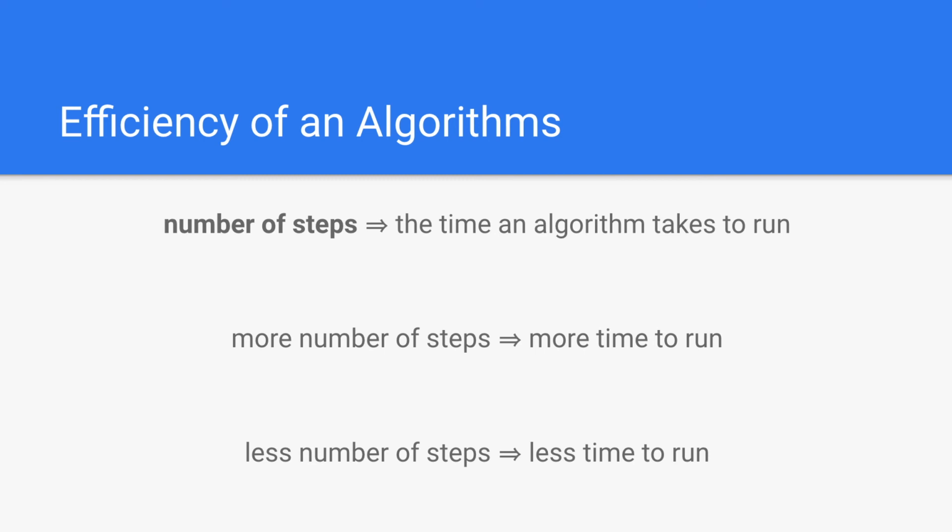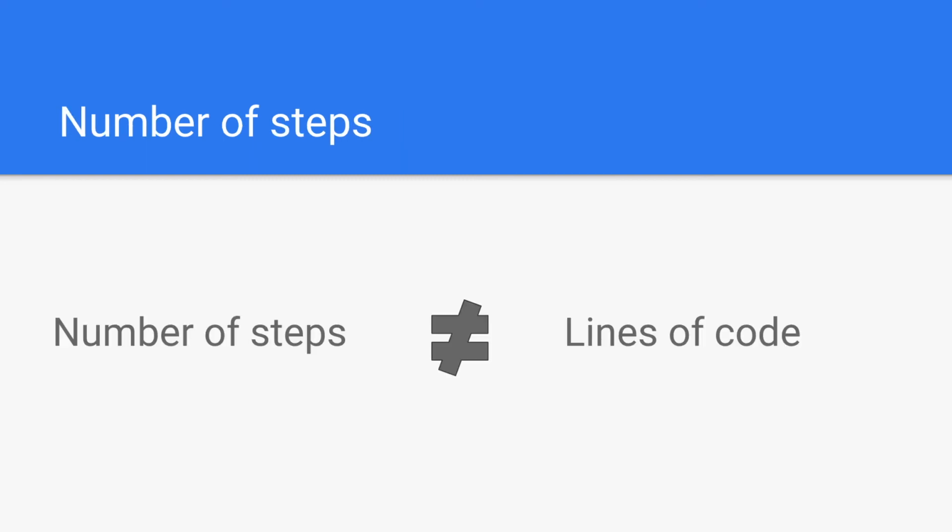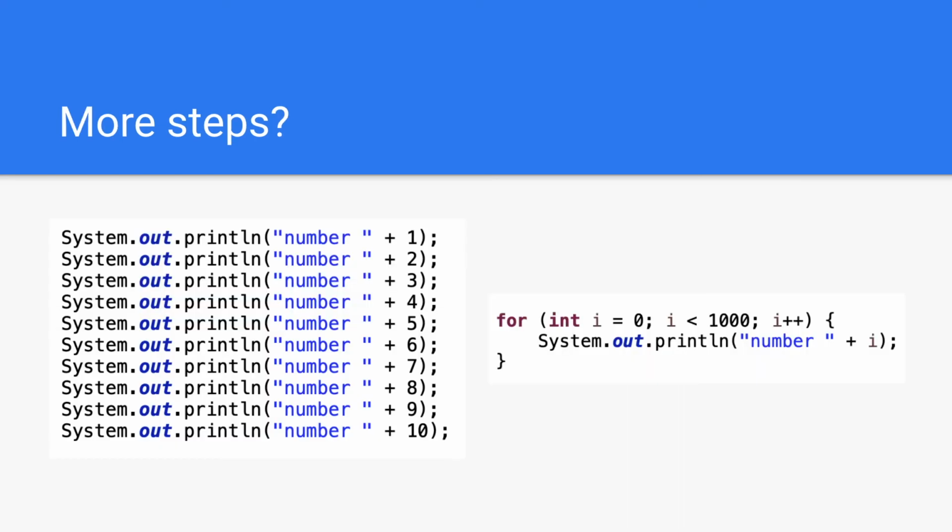Before we move on, I want to make an important clarification over here. Number of steps is not equivalent to number of lines of code. There is no relationship between the two. Let's look at an example to ensure our understanding of this. Looking at the two code snippets, which one do you think takes more steps to complete?